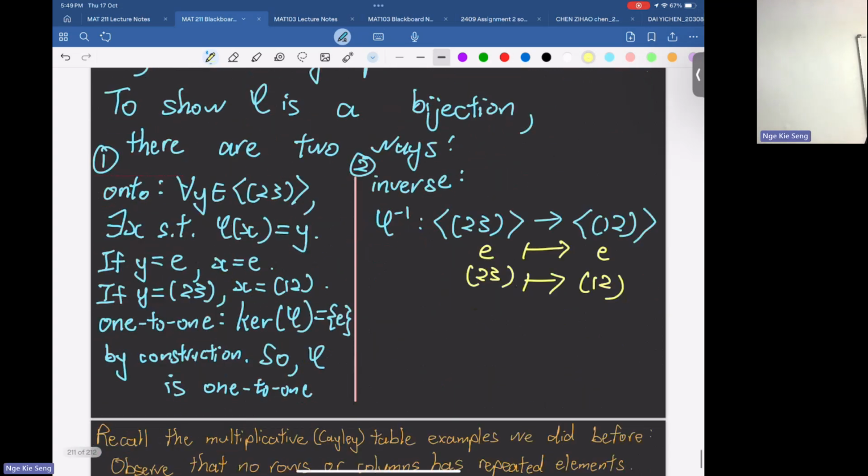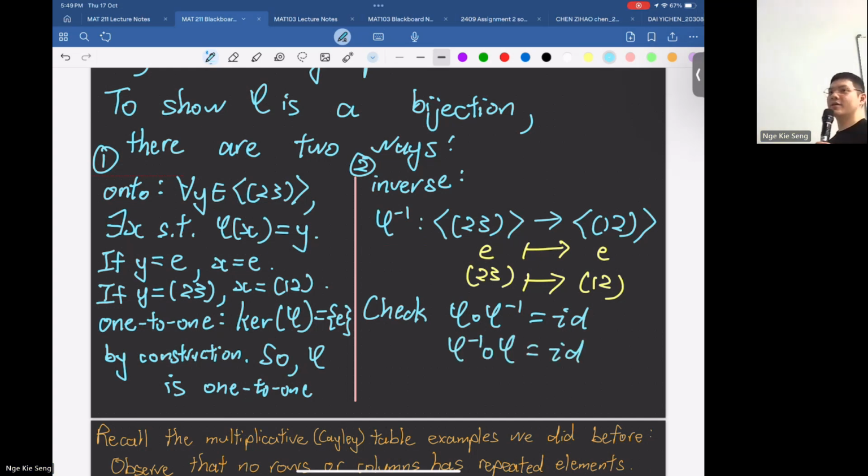So what do you need to check? You need to check inverses have how many properties? 2 properties, right? You need to check phi phi inverse is identity, and phi inverse phi is identity. Do you want me to go through it with you, or you can go through yourself? Again, brute force. Phi inverse starts from where? From here. So you need to ask yourself, does phi inverse applied on E give you E or not? Phi inverse applied on (2,3), do you get (1,2) or not?